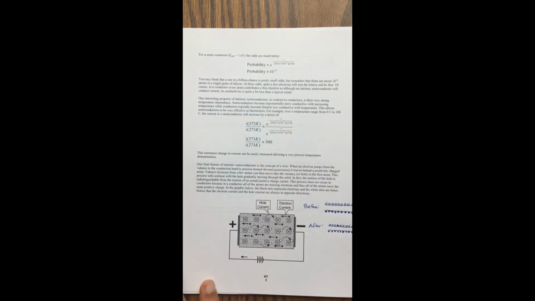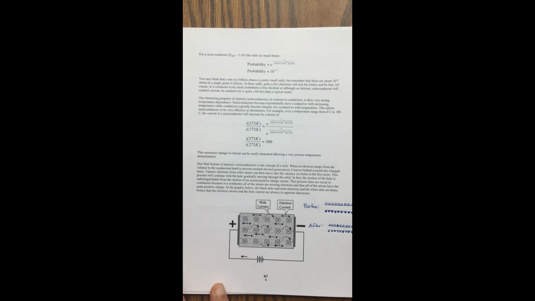You may think that a 1 in a billion chance is pretty small odds, but remember there are about 10 to the 22 atoms in a single gram of silicon. At these odds, quite a few electrons will win the lottery and be free. Of course, in a conductor, every atom contributes a free electron, so although an intrinsic semiconductor will conduct current, its conductivity is quite a bit less than a typical metal.